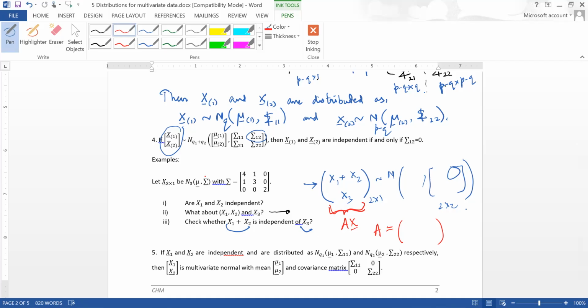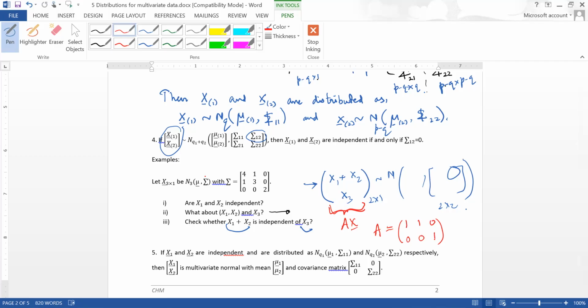Yes, Kasuni, yes, Nirasha, correct. Yes, Nimasha, Tasneem, correct. Nimasha, only two linear combinations are there. We don't need a third row, right? So the first linear combination, x1 plus x2. The second linear combination, simply x3. That's my A, right?